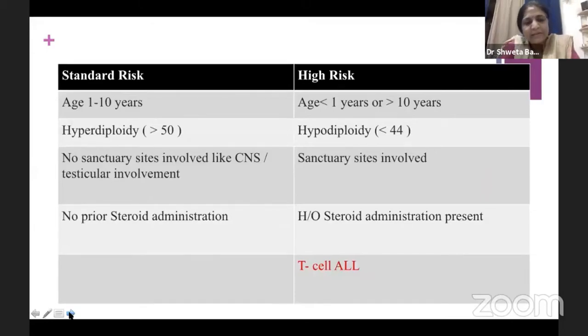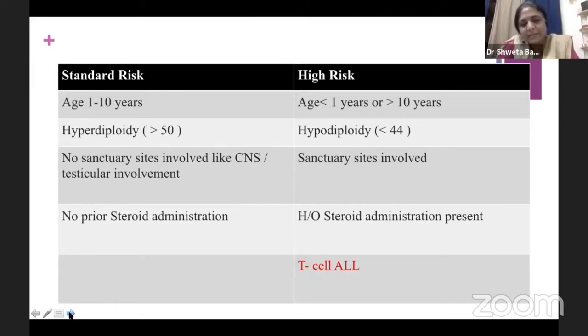So again, the standard risk and high risk have been redefined depending upon the age, hyperdiploidy, no CNS disease, and no prior steroid administration. I would say that steroid administration is an important component in our stratification, especially in this part of the world, because many of the patients who come to us come from far-flung areas, and most of them are started on steroids which are given in inadequate doses and improper schedule. By the time they reach us, most of them have stopped or have taken them for a shorter time. And this causes a lot of resistance in the disease, and they are always at high risk of relapse.